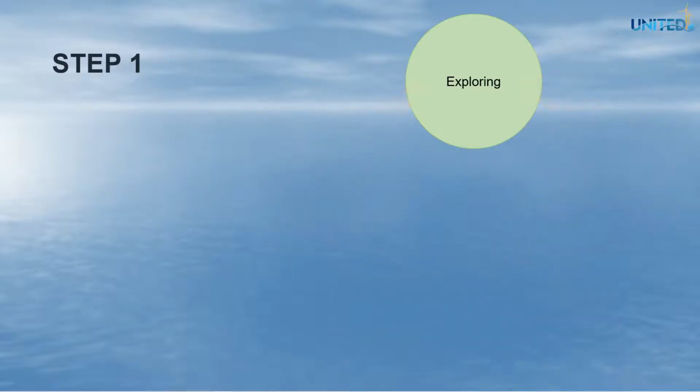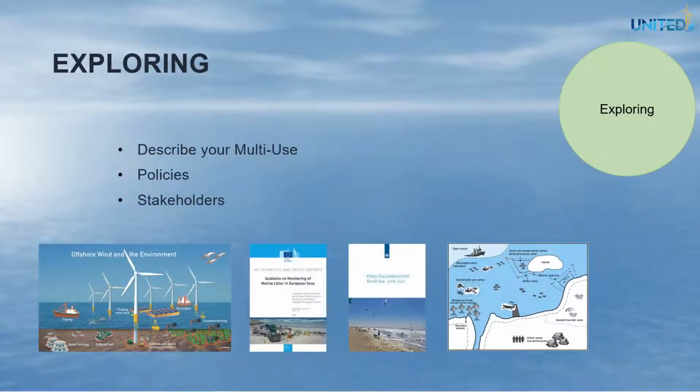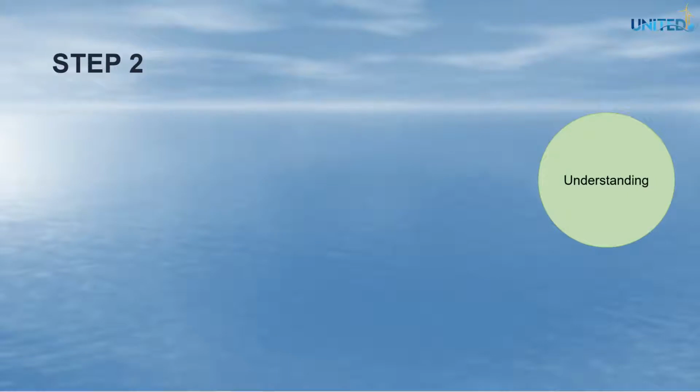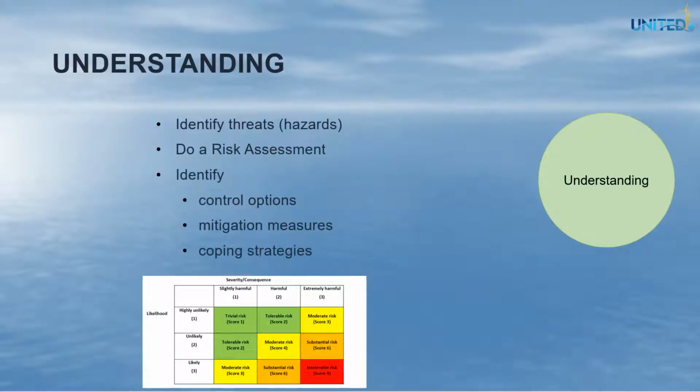In step 1, exploring, we have been looking at your multi-use system, the policies you have to deal with, and the stakeholders involved in your project. In step 2, understanding, we have identified threats or hazards, we did a preliminary risk assessment, and we identified control options, mitigating measures, and coping strategies.